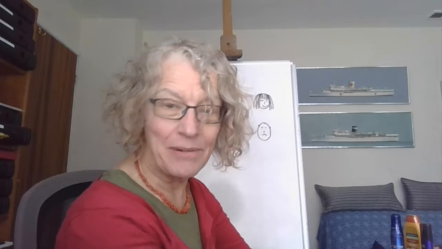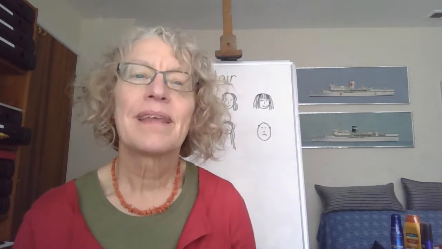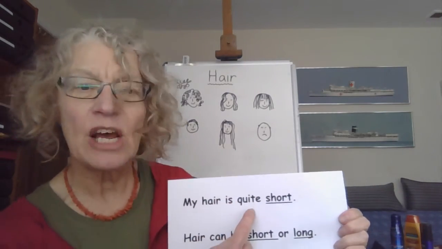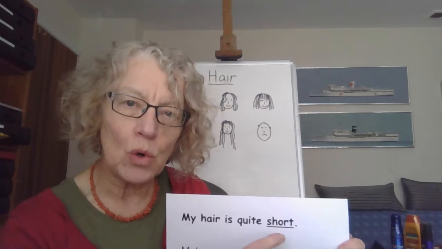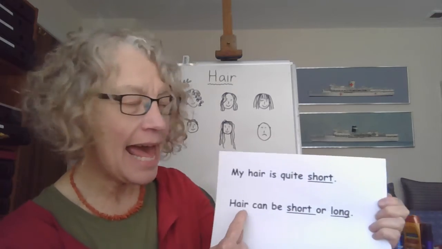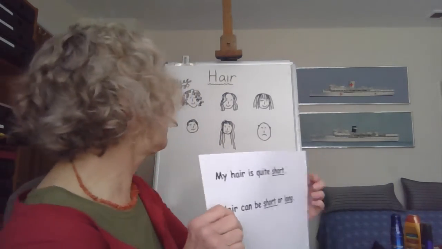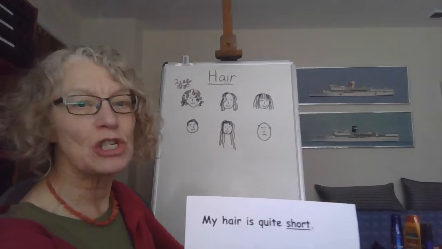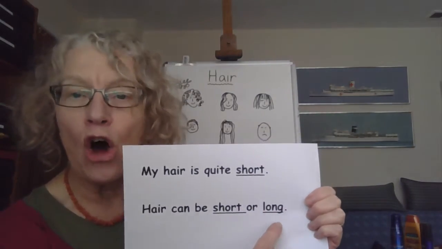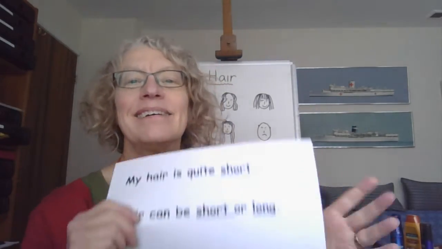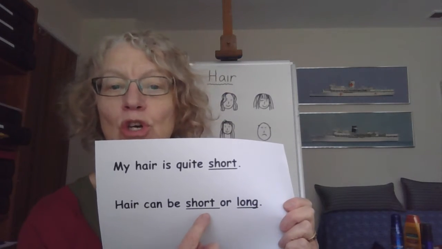This is what it's like. When I was little, it was like this, and if I don't do anything to it, this is what happens. Now, we can have different lengths of hair. My hair is quite short, okay? And hair can be short. Here's somebody with very short hair. Mine's quite short, that's very short. Or it can be long, and that's long hair. It comes down here. So hair can be short or long.